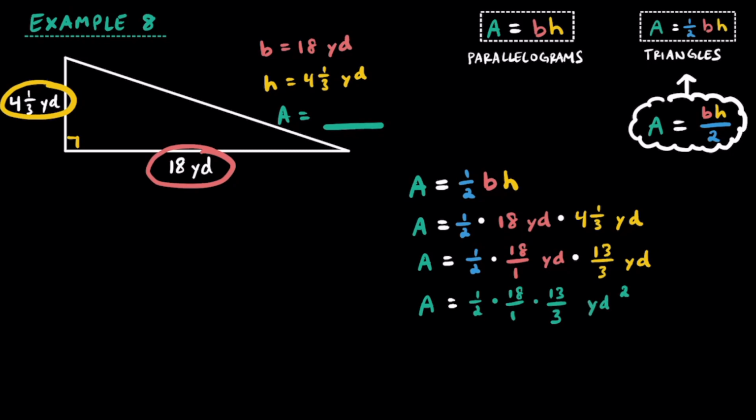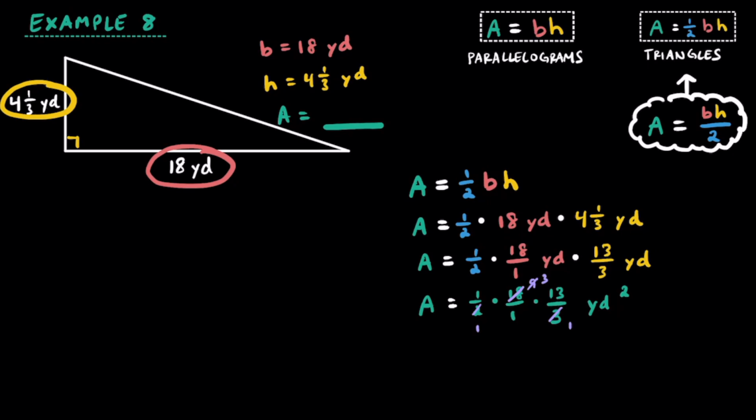And let's see if we can simplify this multiplication problem before we actually multiply. So the 2 and this 18 can cross cancel. Their GCF, or common factor, is 2, so dividing them both by 2, we're going to get a 1 and a 9. And then we can go ahead and simplify this 9 and the 3. So 9 and 3 have a GCF of 3. Dividing them both by 3, we get 1 and 3 on top.